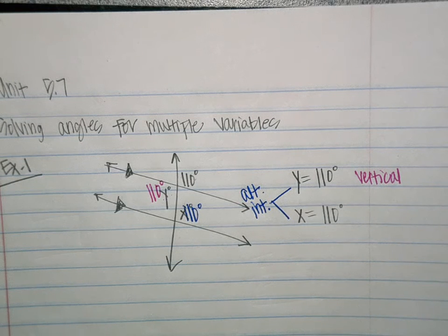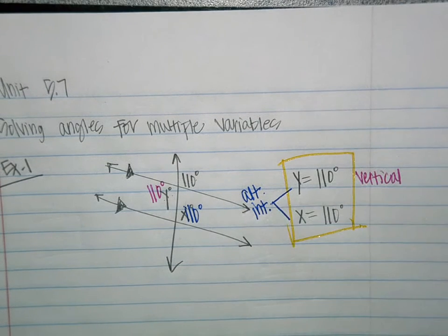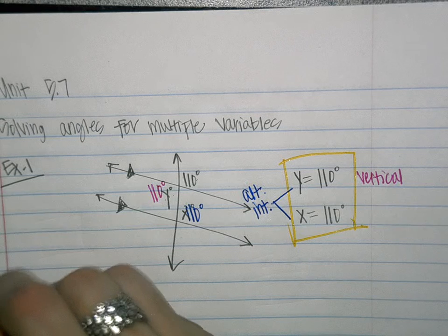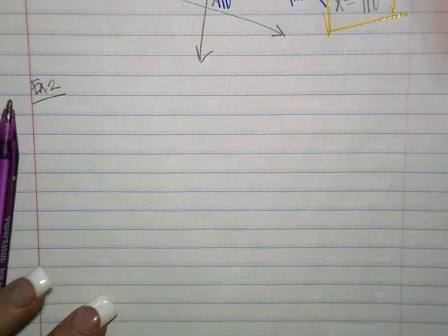Okay, questions on how I did that? So we're just looking at all the different relationships that we know and how we can figure out what these missing angles are going to be equal to. Okay, let's try another one for number 2.